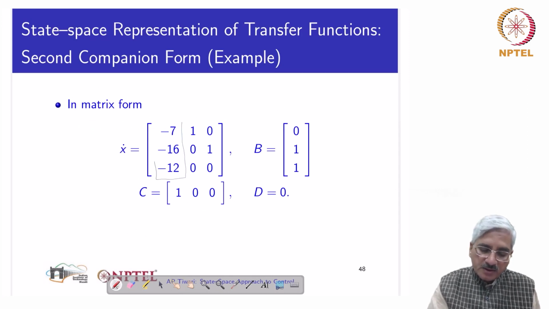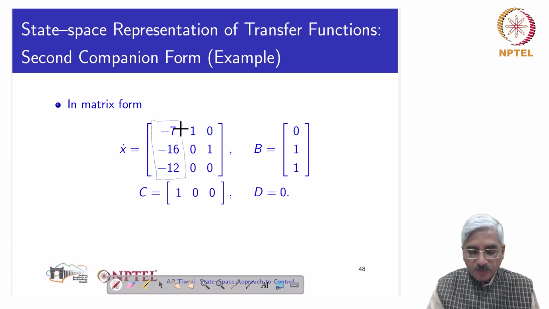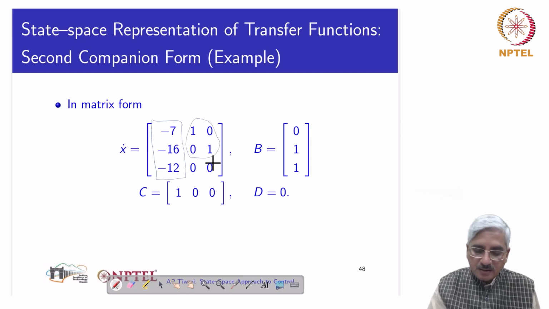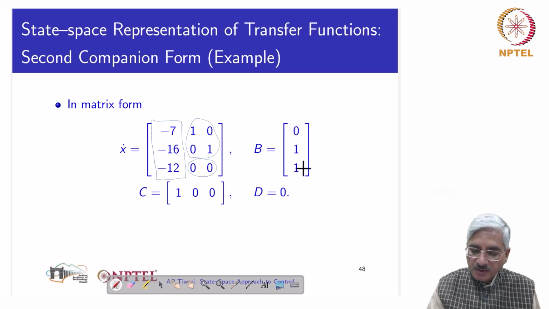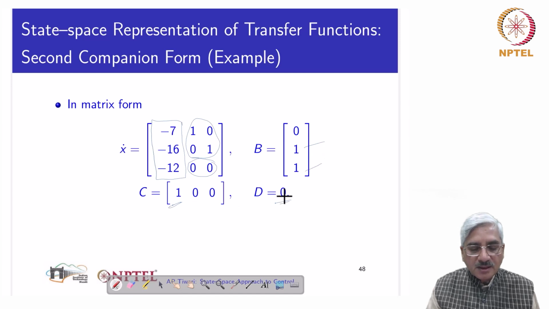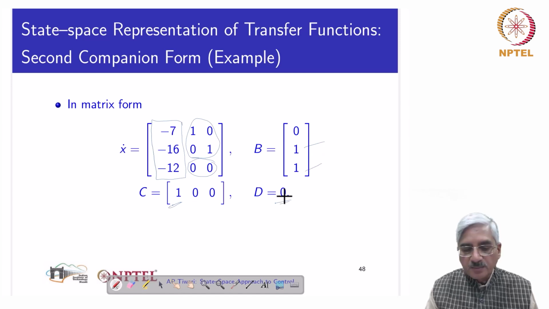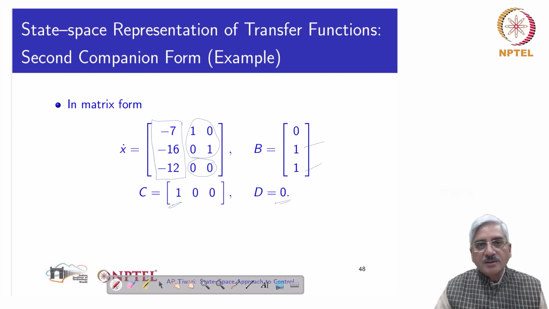So we have the coefficients of the denominator polynomial appearing in the first column, this the identity matrix, and this the zero vector, and B is of course not all elements were supposed to be 0, so 2 elements are 1, C is 1 0 0, D is 0. So this is the second companion form representation of the given system. So we will continue in the subsequent part of the lecture.